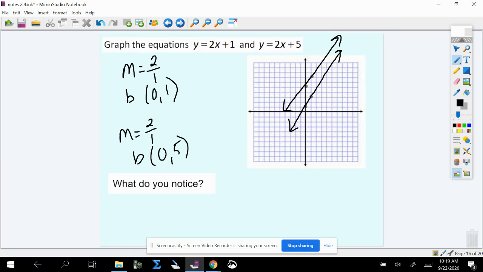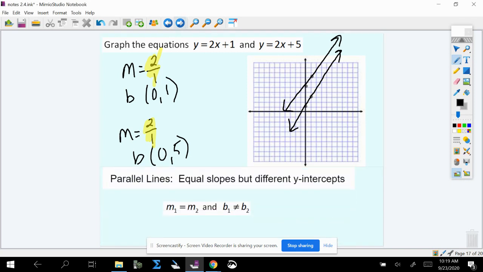And then the idea is taking a look back at what you notice about these lines. My hope is, and you might have noticed this before you even graphed them, that these are parallel lines. What you notice when you graph them is they have the exact same slope. That is your indication that these graphs, because they have the same slope, will never touch and therefore are parallel.